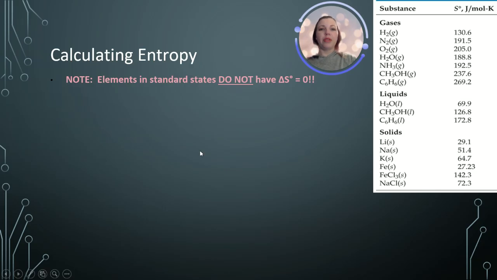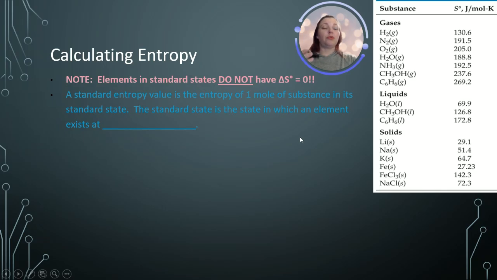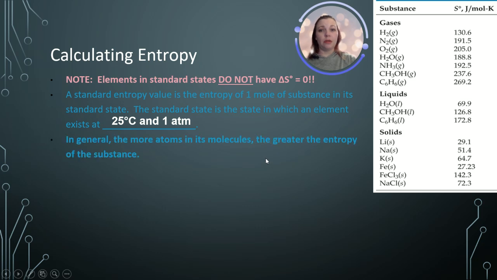And that's because of that kind of idea of dispersion. You can think of it in a lot of the same way that we talked about the electron cloud and how it can disperse a bit more as you increase the number of electrons. This is different, but it is kind of the same concept. A standard entropy value is the entropy of 1 mole of substance in its standard state. So the standard state is the state in which an element exists at 25 degrees Celsius and 1 atm.